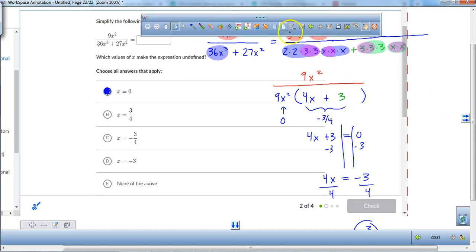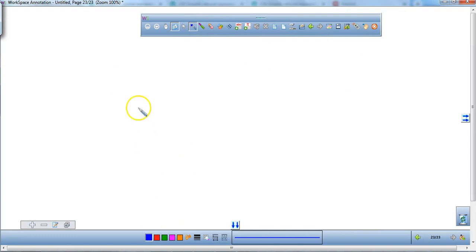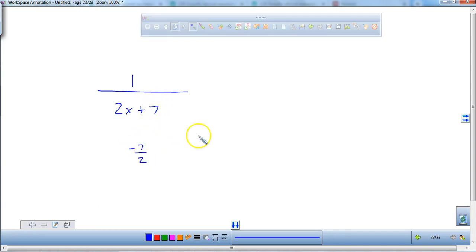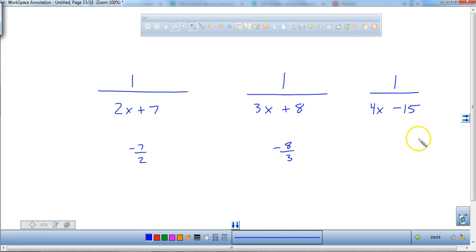So what would that look like as an example? If I had, say, 1 over 2x plus 7, what's the negative version of a positive 7? Negative 7. That was going to be negative 7 over 2. If I had 1 over 3x plus 8, I know my answer is going to be negative 8/3. The negative version of this number over this number. If I had 1 over 4x minus 15, I know my answer is going to be a positive 15 over 4. That would make my denominator equal to 0. So it's always the negative version of this number over this number. It's just a quick way to find those fractions that you need.